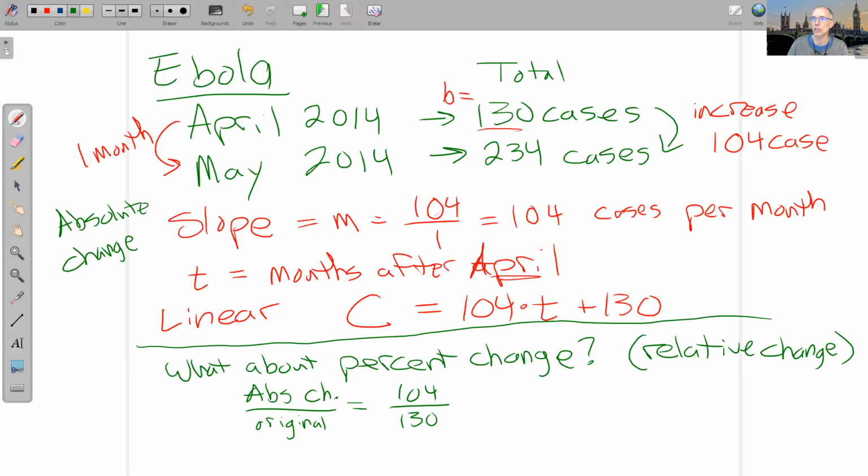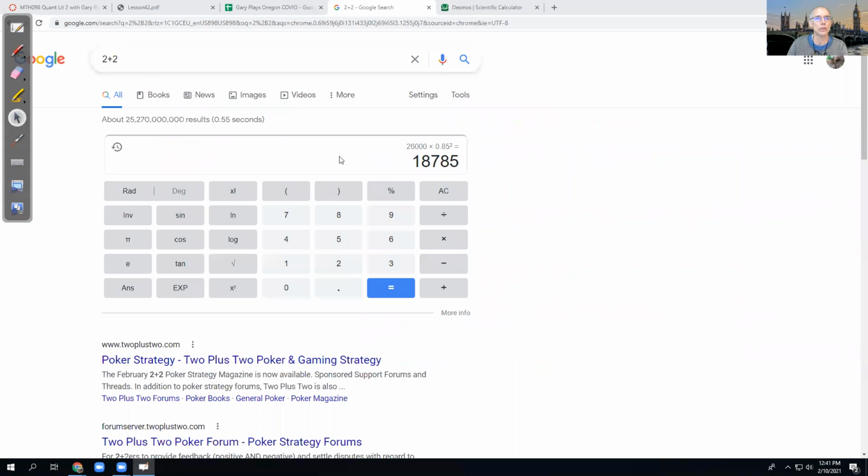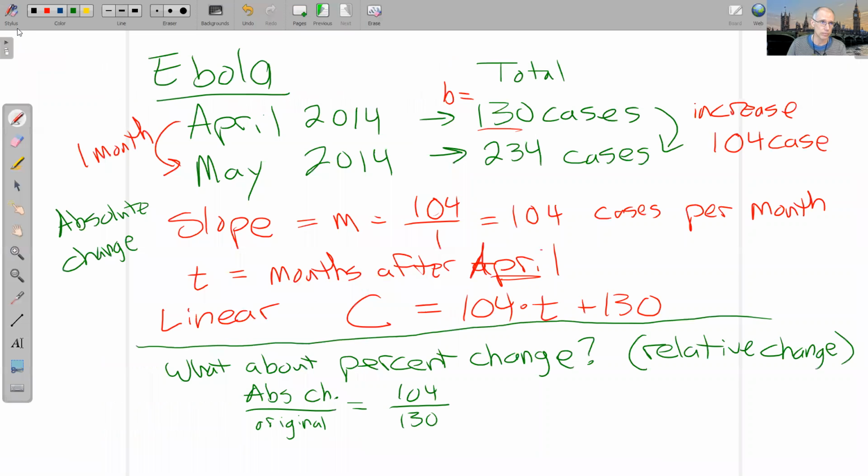Let's whip out a calculator. Figure that out. 104 divided by 130. And I get, oh, I did something wrong. I missed a button. 104 divided by 130. There we go. I get 0.8 or 80%. And double check that. So that equals 0.8.